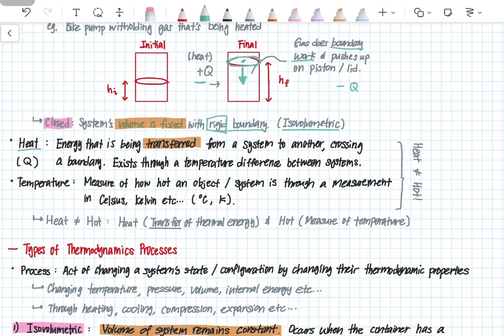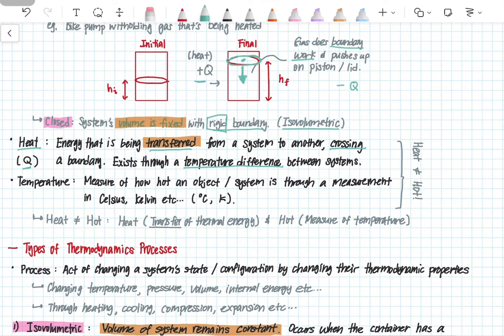And then heat, which is defined as Q in thermodynamics. Heat is basically the energy that is being transferred from a system to another system that crosses a boundary. And this can only exist through a temperature difference between two systems, or even more systems. Or it could be system versus the surroundings. It is very important to know that heat is not the same as hot.